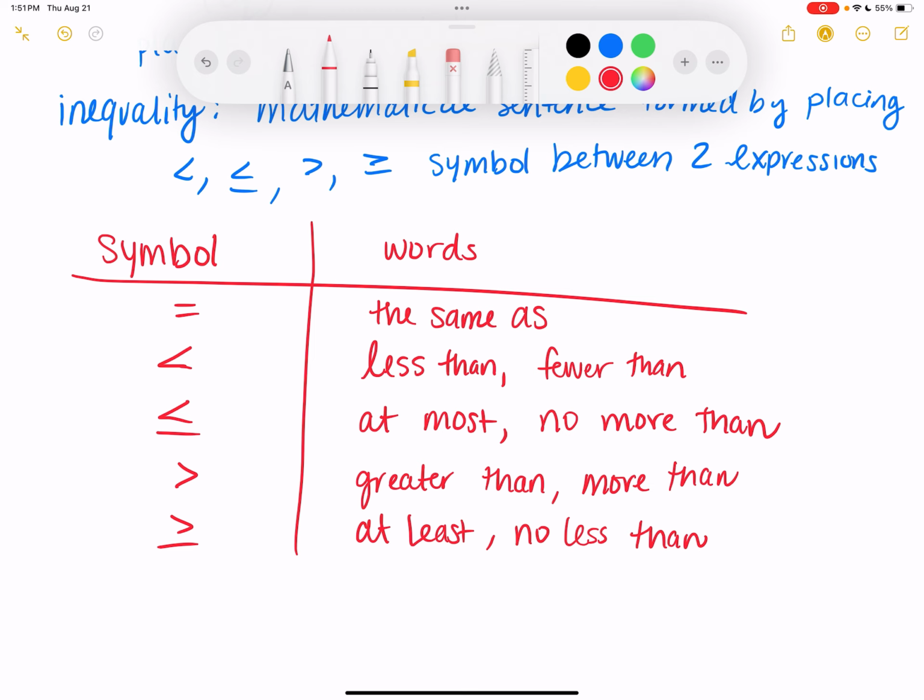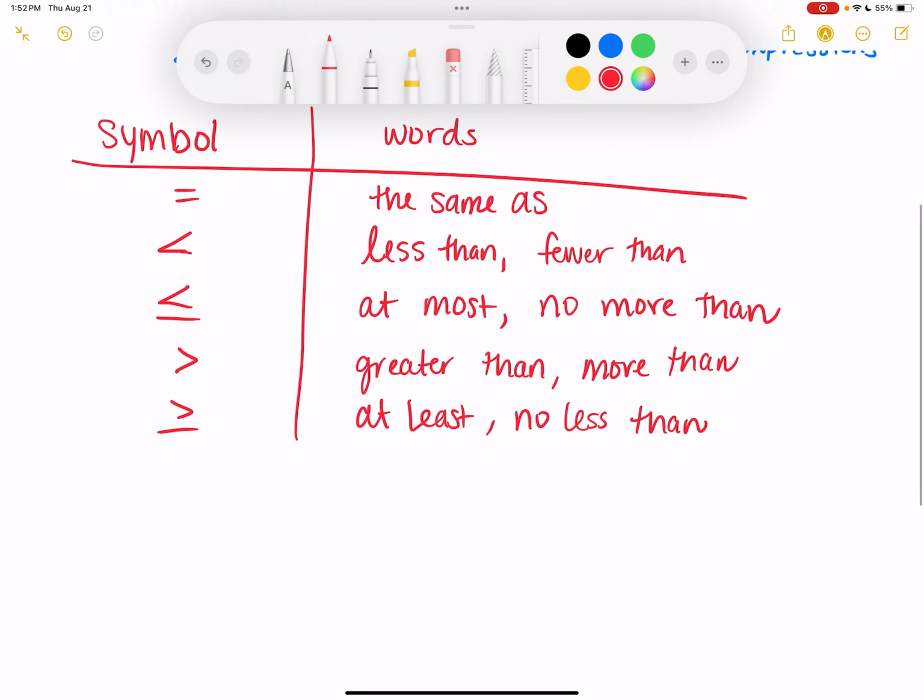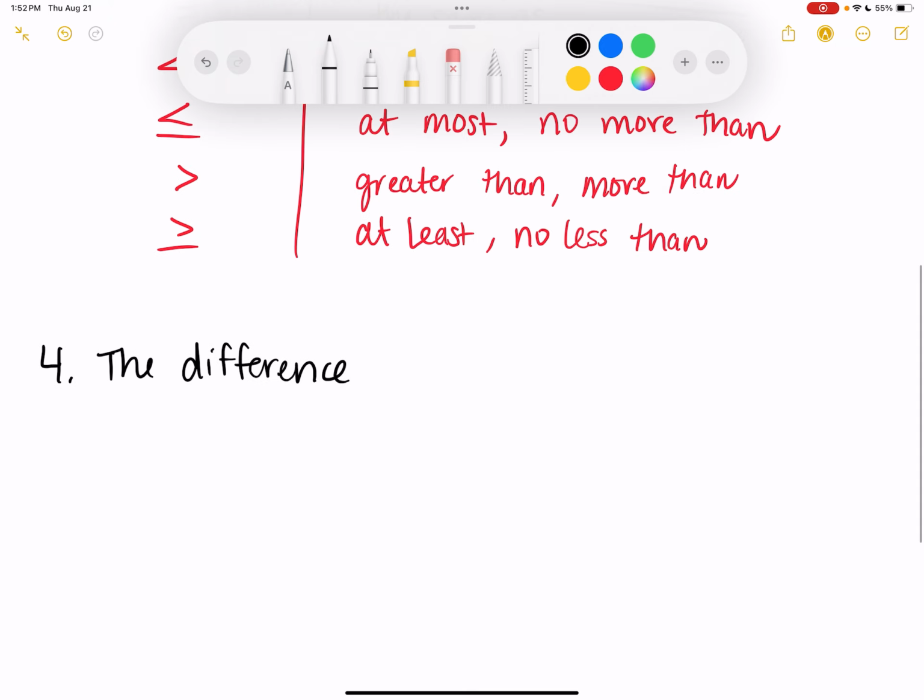Let's go ahead and jump into some examples. So this is basically combining the stuff that we did yesterday, but now with writing an actual equation for it. So number 4, the difference of a number z and 11 is equal to 35.